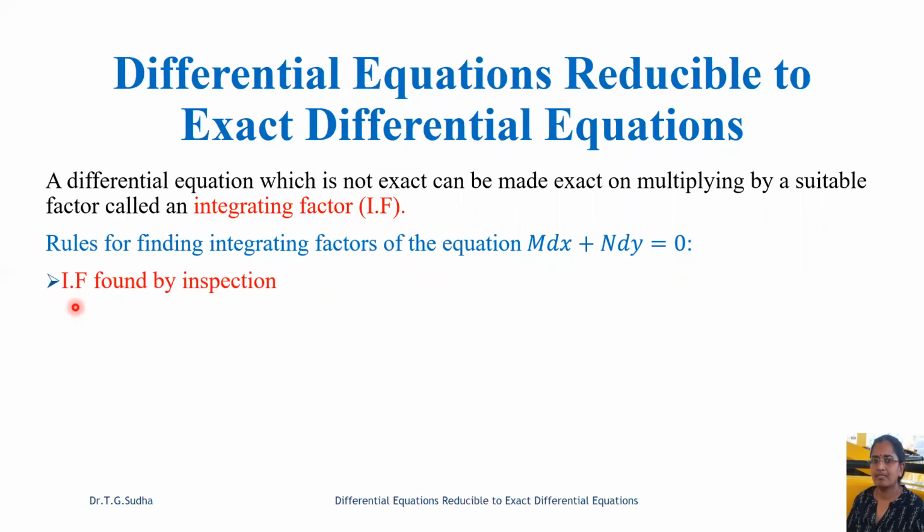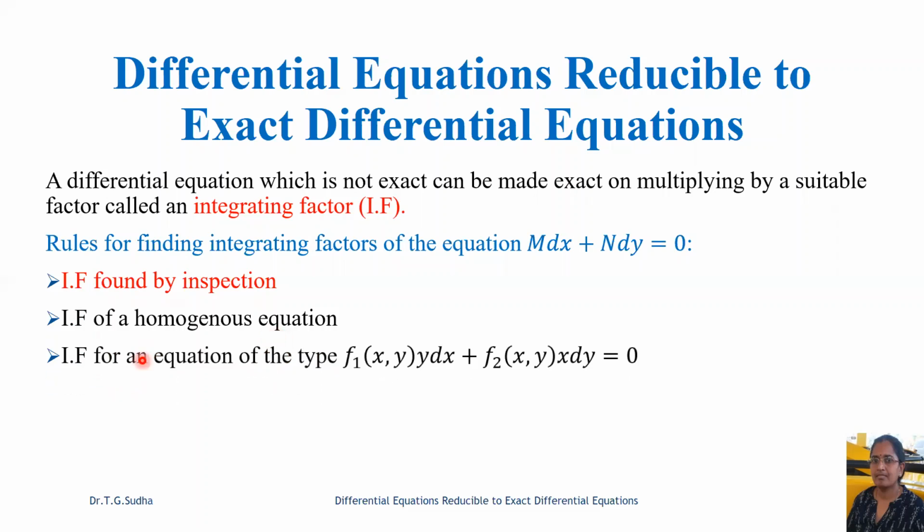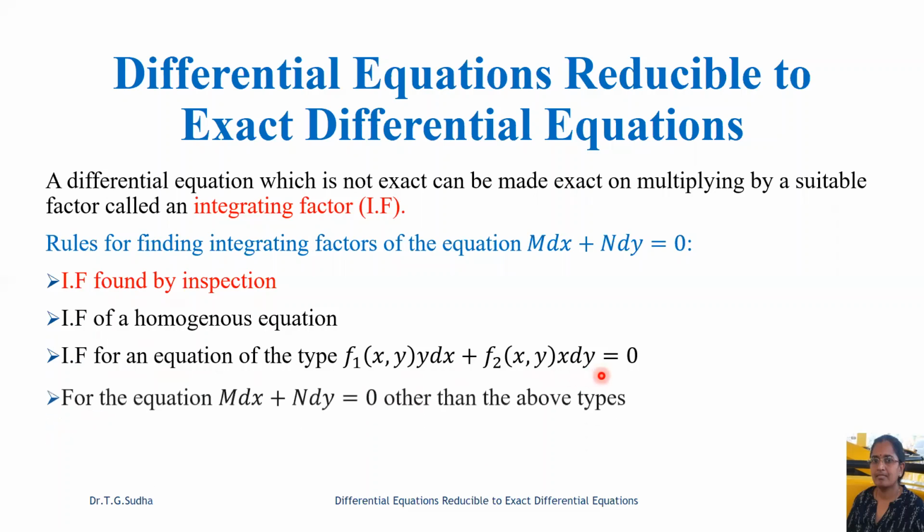One of them is integrating factor found by inspection. In this session, we are going to discuss integrating factor found by inspection. There are integrating factors of a homogeneous equation. Integrating factor for an equation of the type f1 of x comma y into y dx plus f2 of x comma y into x dy equal to 0.